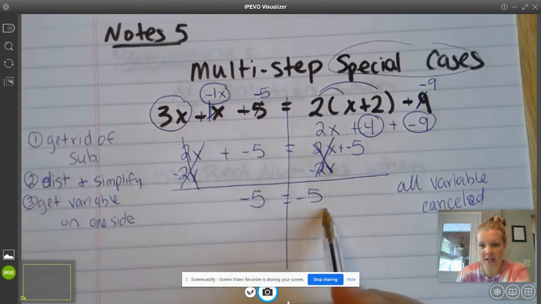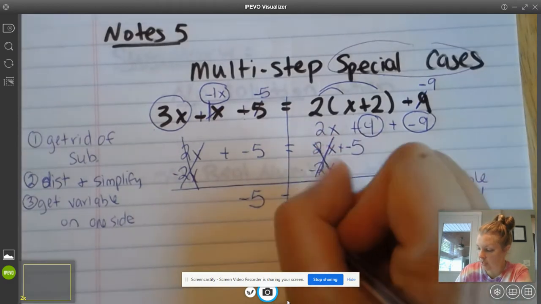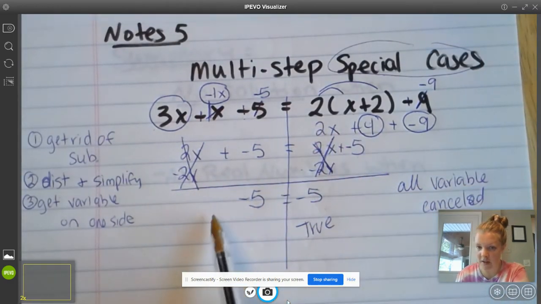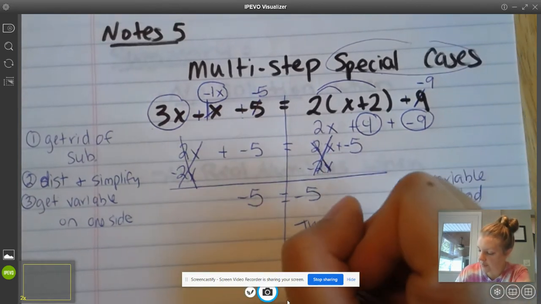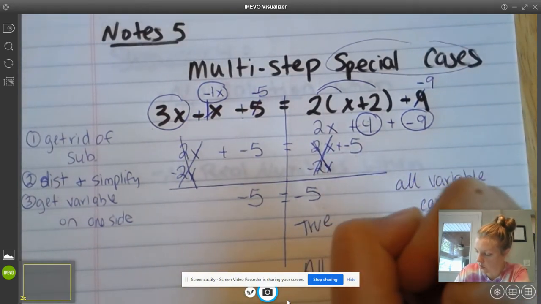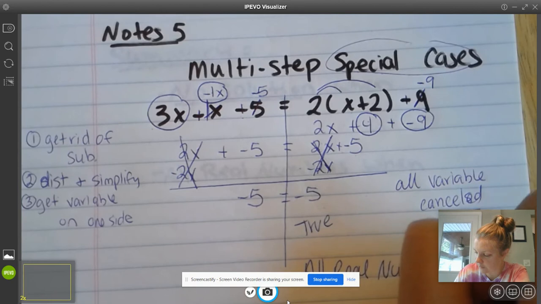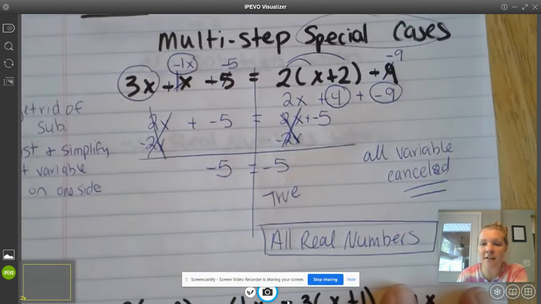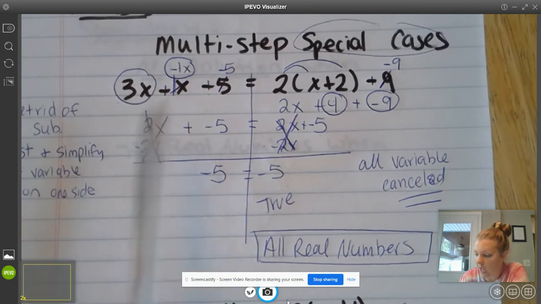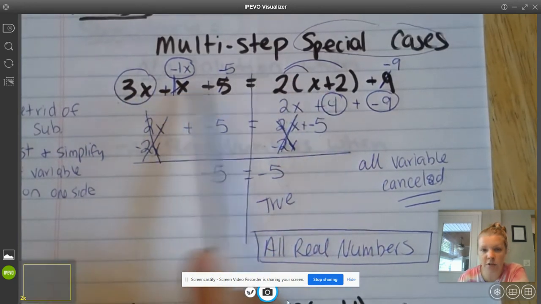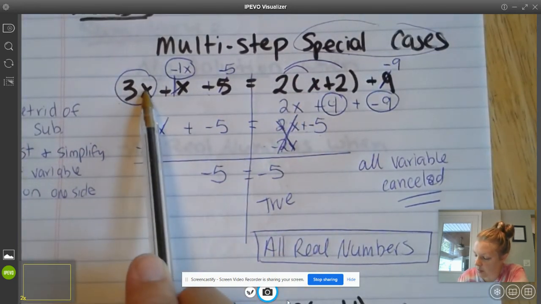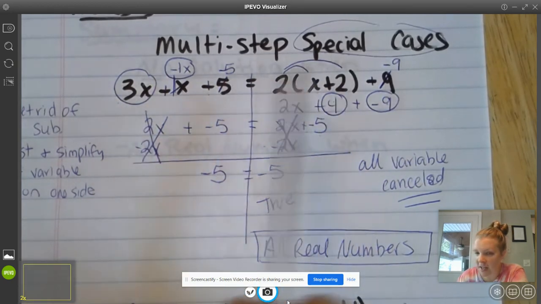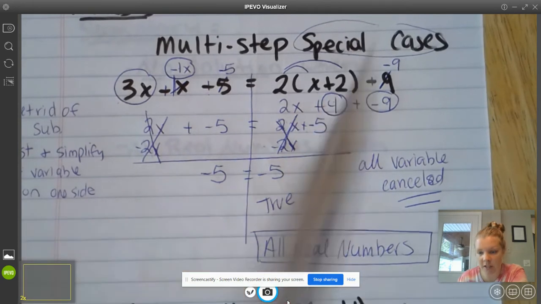Do you see how when negative 5 is equal to negative 5, that's a true statement, right? Negative 5 is negative 5. When the variables cancel and you have something that's true, the answer is all real numbers. What that means is that every number in the whole world, if I plug it in, I get a true statement. If I put in a 0, I put a 0 here, a 0 here, and a 0 here, and I simplify this, I'm going to get negative 5 is equal to negative 5.